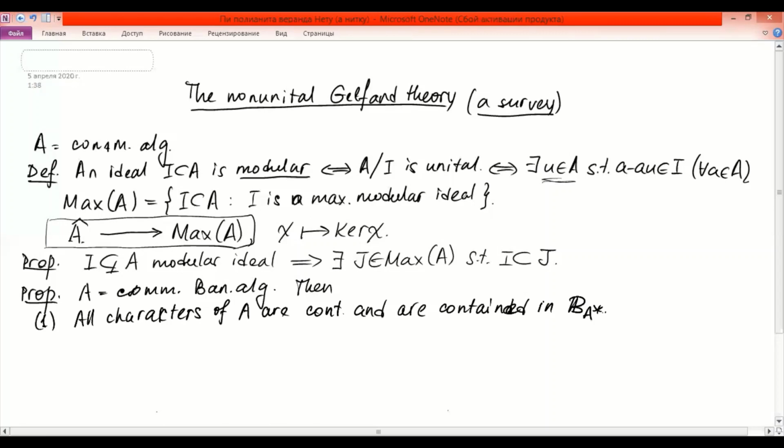In fact, here it's not essential that A is commutative. The first part of this proposition holds for each Banach algebra, not necessarily commutative. Second, all maximal modular ideals of A are closed.